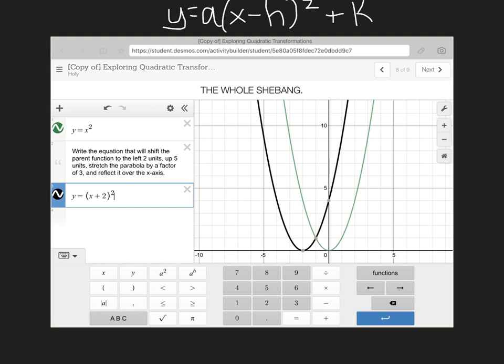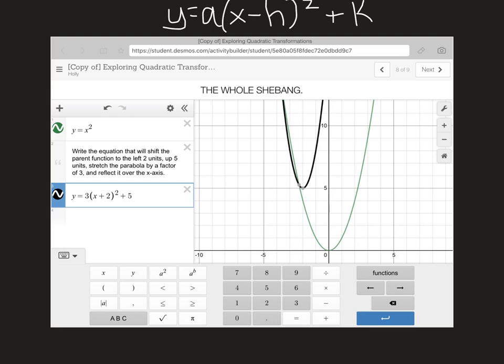I also want to shift it up 5 units. So to do that translation, I just need to make k a positive 5. It's already addition, so plus 5. So now we went to the left 2 and up 5. If I'm going to stretch it by a scale factor of 3, that's our a value. So let me go back to the beginning. A scale factor of 3 means that it's going to be stretched vertically. It's going to look thinner because it's moving faster.